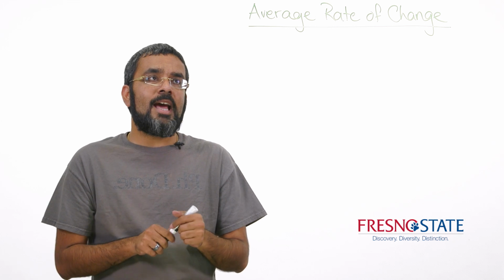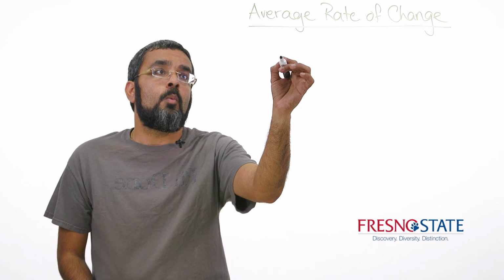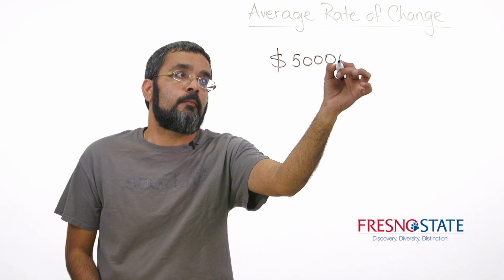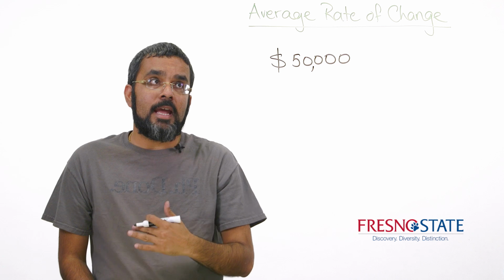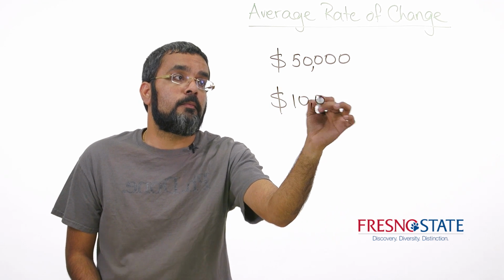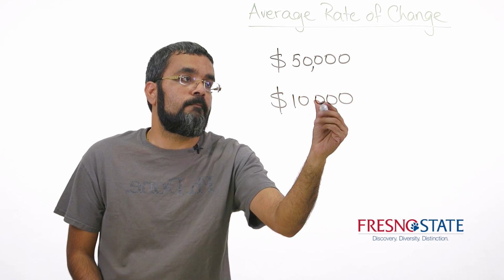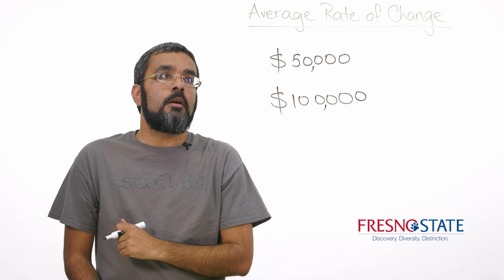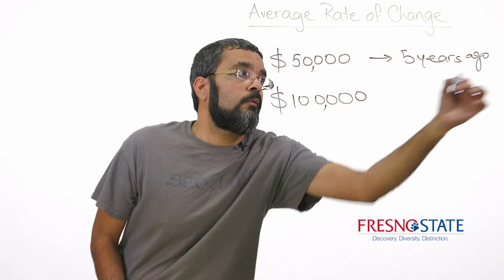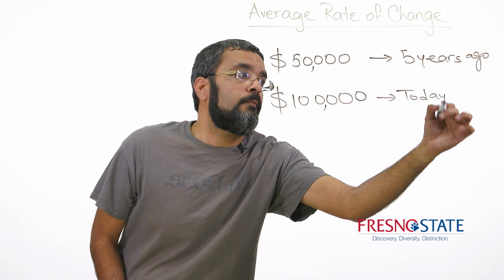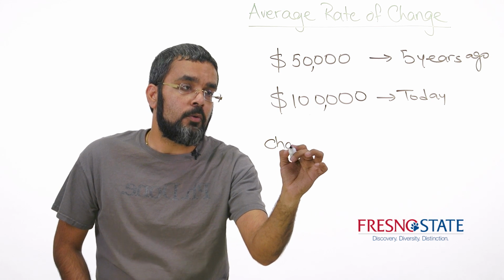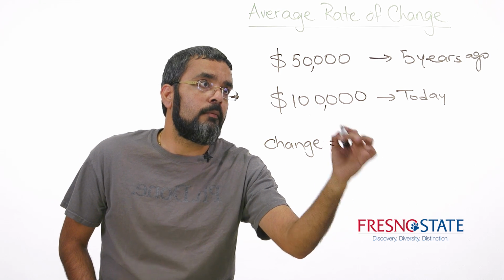Imagine your salary 5 years ago was about, let's say, 50,000. Okay? And today, after 5 years, let's say your salary has increased to 100,000. Okay, so this was 5 years ago, and this is today. So what was your increase in salary? So my change in salary or my increase in salary is given by $50,000, right?